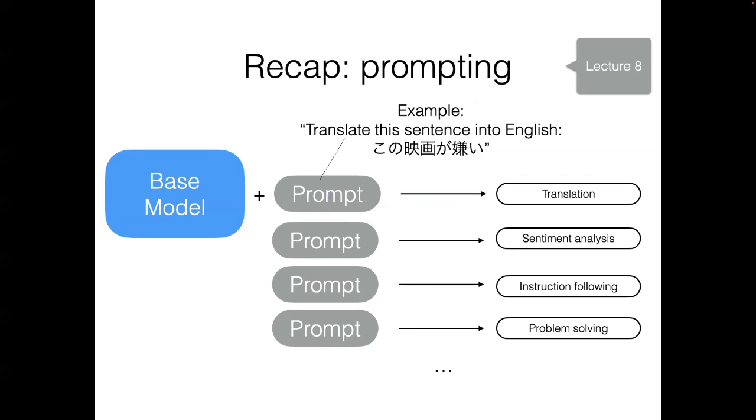And so here the paradigm is you take a base model, you want it to perform a particular task, so you describe the task in the prompt and also provide it with some task example. You could then get the model to perform different tasks by writing different prompts.